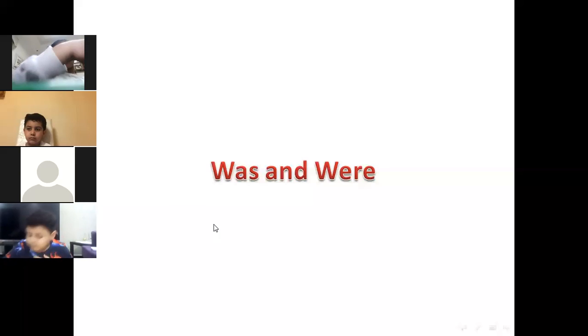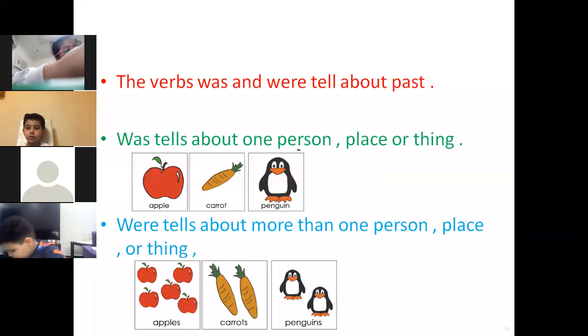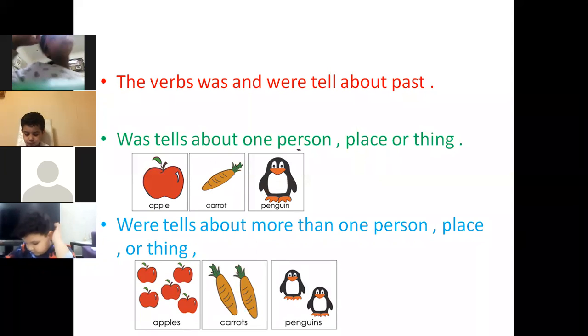Who can read the title? Was and were, they are verbs. We said before the verbs show actions, but not all the verbs show actions. We have some helping verbs and linking verbs.